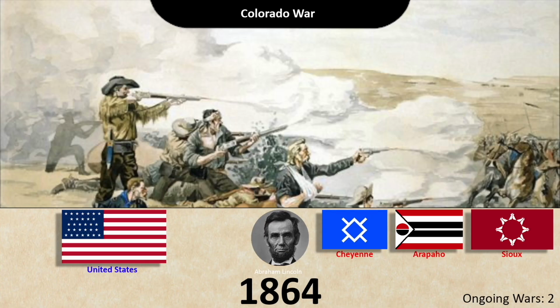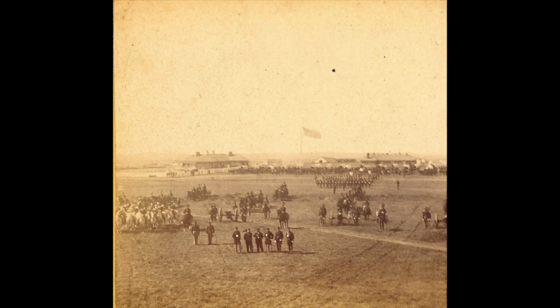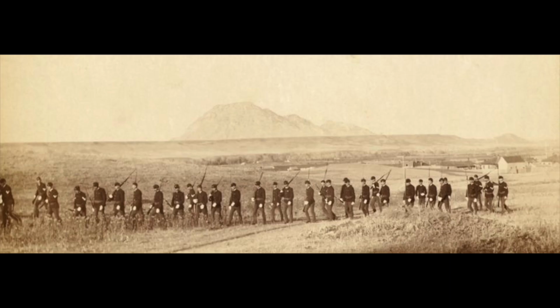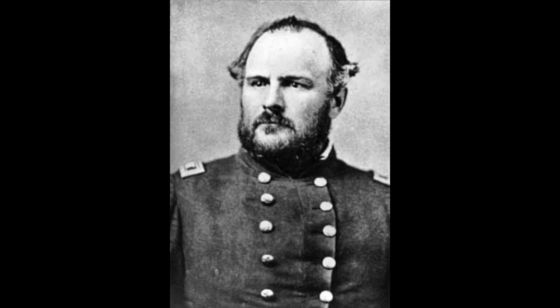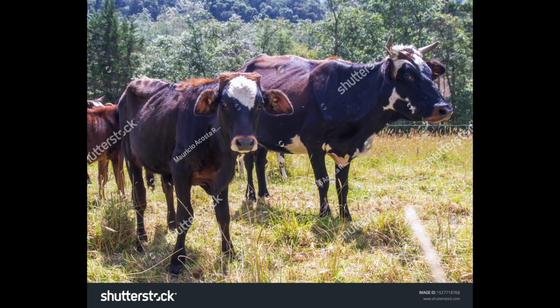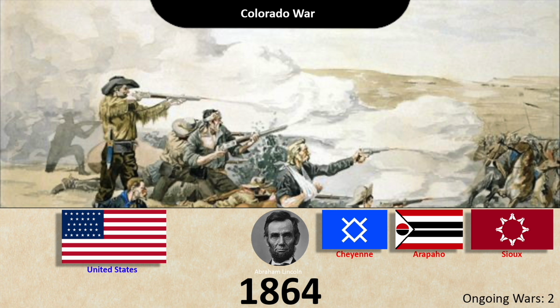The same year, in 1864, we'd get the Colorado War. And at this point in time, the U.S. Army was planning to withdraw many of its units from the Great Plains to fight the Confederacy in the Civil War. However, Colonel John Chivington, commander of the Colorado Volunteers, reported that Native Americans had stolen 175 cattle from white people. And the Cheyenne would later state that they had found the cattle wandering freely in the plains and took them to their camps.